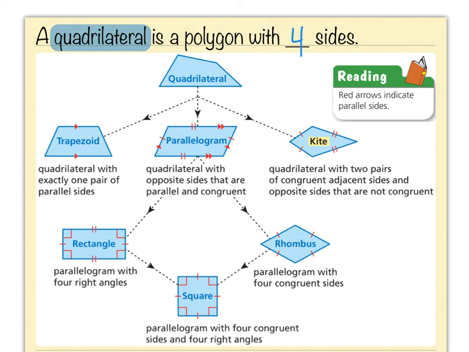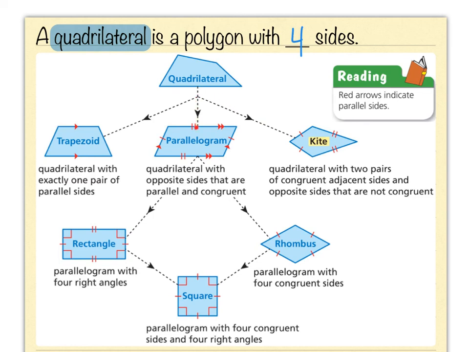If you have a quadrilateral that doesn't fit into one of these 3 categories, then we don't have a special name for it. We would just call it like this one here. There's no parallel sides, there's no congruent sides. This is just called a quadrilateral. But we can usually classify them into trapezoids, parallelograms, or kites.